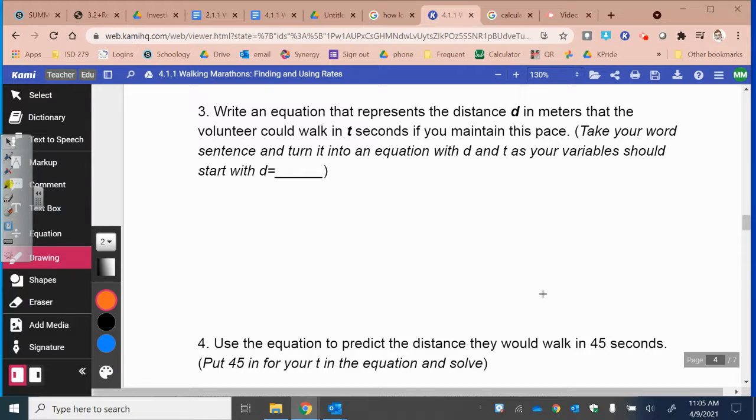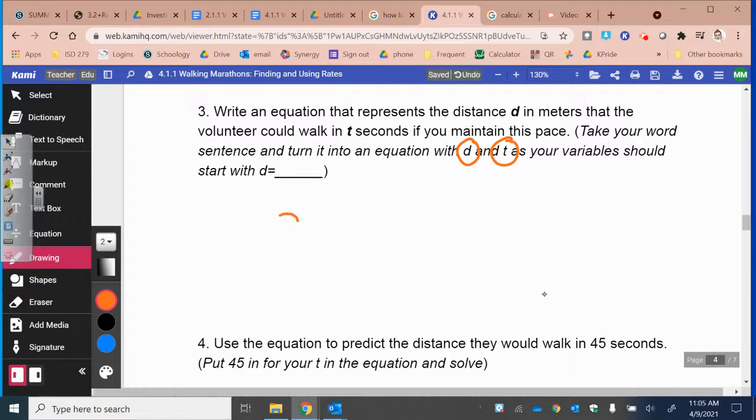And then in part 3, you're going to convert those words you just wrote into an equation. It says, write an equation that represents the distance d in meters that the volunteer could walk in t seconds if you maintain this pace. So take your words from number 2 and turn it into an equation. And your variables should be d for distance and t for time.